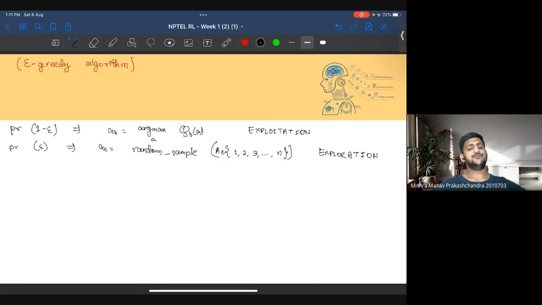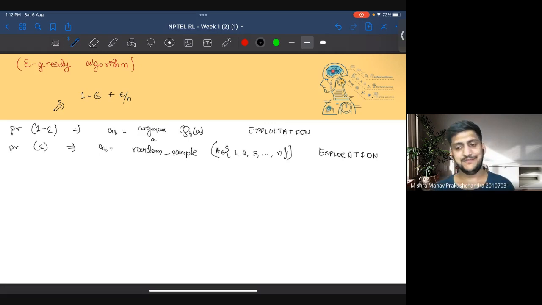But if you were to do a totally random sample, then you do exploitation not with 1 minus epsilon. Actually, the modified exploitation would be 1 minus epsilon plus epsilon by n, because you have a 1 by n probability of again selecting the optimal action when you do exploration. So this is a little bit of nuance you need to keep in mind while coding. You might decide however you want to, but just to be mathematically consistent.